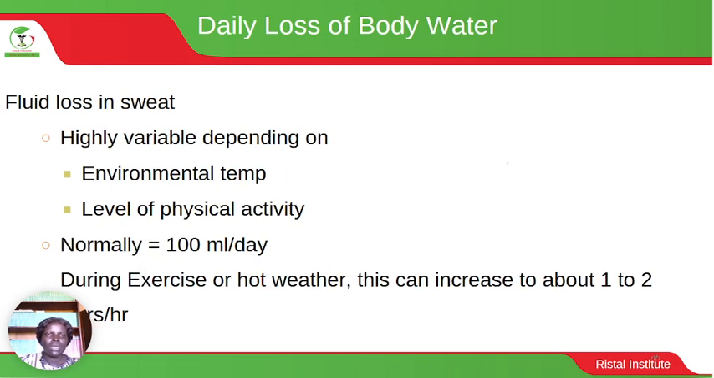We still continue with the daily loss of body water. Here we look at fluid loss in sweat, which is highly variable depending on environmental temperature and level of physical exercise. When the environment is hot, a human being sweats a lot, and that sweating can lead to loss of large amounts of water from the body. When the person is very active, doing heavy work, the person also sweats a lot and loses much water from the body.